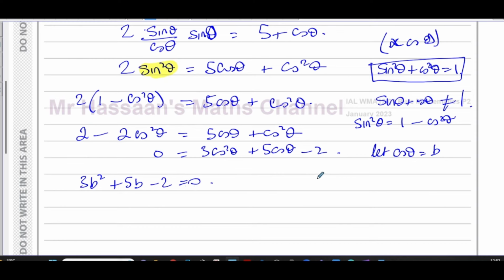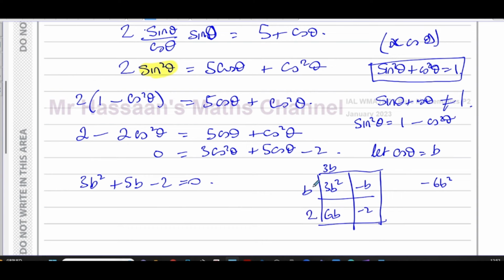So now we can try to factorize this expression. I think it does factorize. We need two numbers multiplied together to give us negative 6b squared, and when we add them, we get plus 5b. So it's 6b and minus 1b. Minus 6b squared. When I add these together, I get 5b. That's correct. So the common factor from these two terms is 3b. 3b times b is 3b squared. 3b times 2 is 6b. And b times minus 1 is minus b.